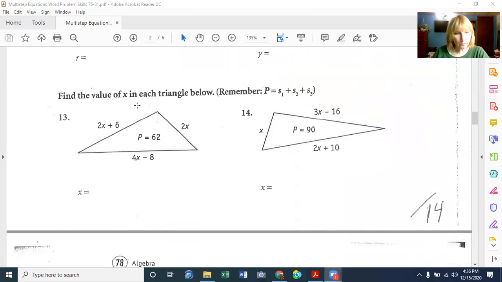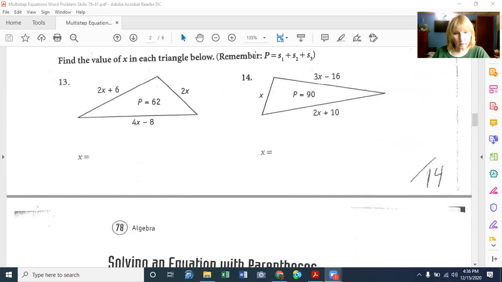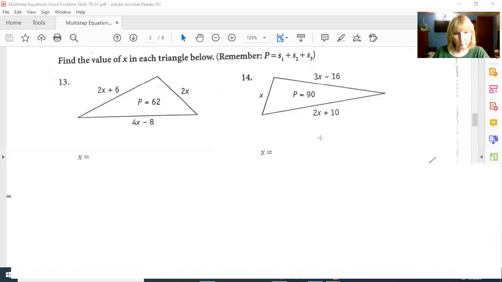Okay, now they want you to find the value of x in each triangle below, knowing that perimeter is equal to the total of each side added together. So make a little white space here. We'll do one of these. So let's do number 14. So let's set up our equation.